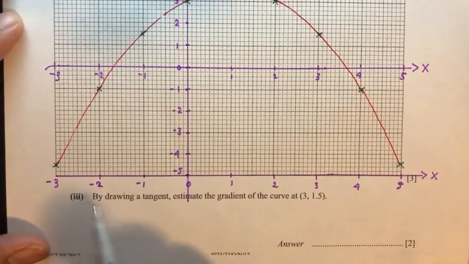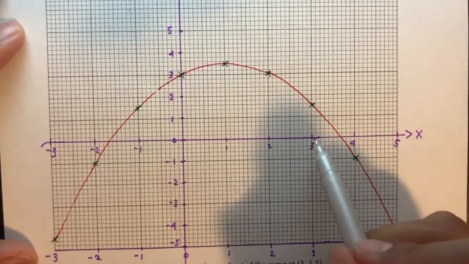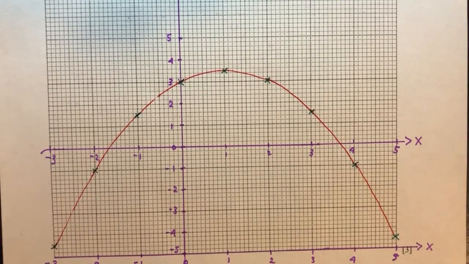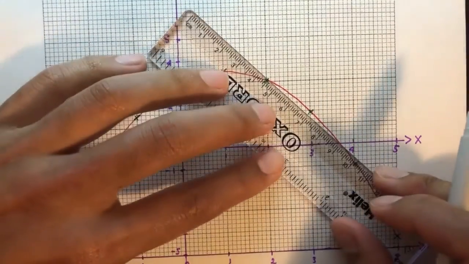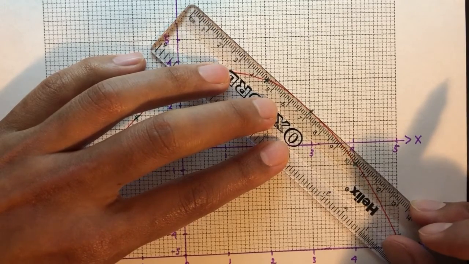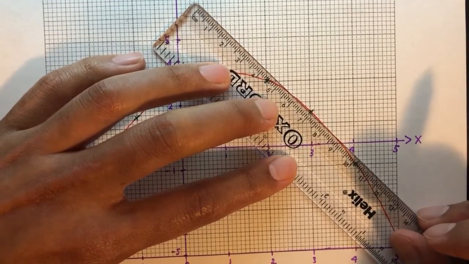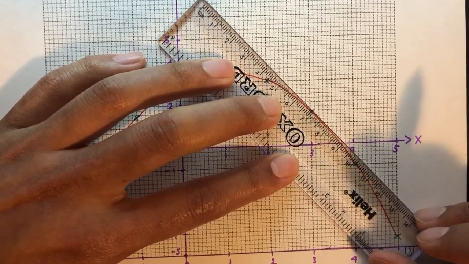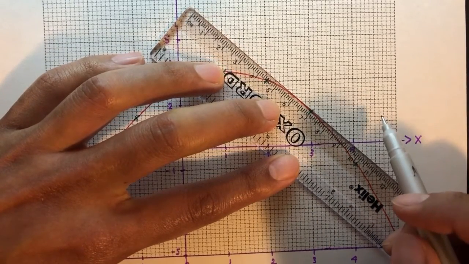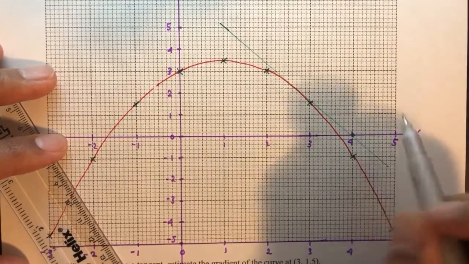Now, question part three. By drawing a tangent, estimate the gradient of the curve at this point, 3, 1.5. So 3, 1.5 will be this point. So let's draw a tangent and try to find a value for the gradient at this point. Try your best to make it go through 2 points so you can have a gradient for that line. So I'll try this point and this one, I guess. So I've tried to make it go to this point and this point.